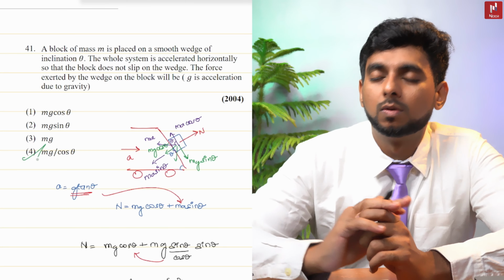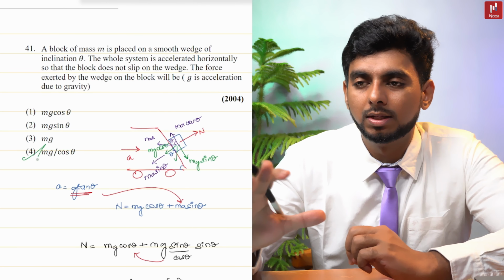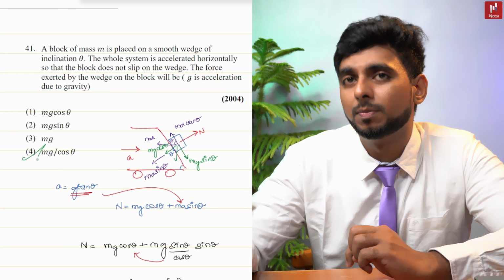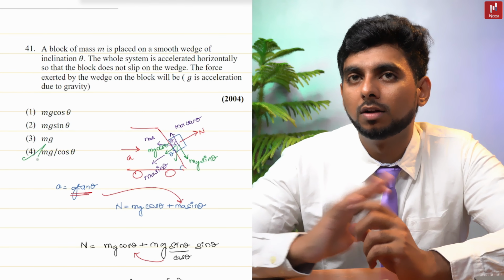You shouldn't have any doubt in this sum. It should be clear. A simple sum. The only thing is you should know that a should be equal to g tangent theta. Once you are thorough in the theory part, that should automatically fall out. That is something you need to memorize. What they're asking us to find is the normal reaction, so wherever you have a, you just plug in g tangent theta and solve, and you'll end up getting the answer. Let's move on to the next one.